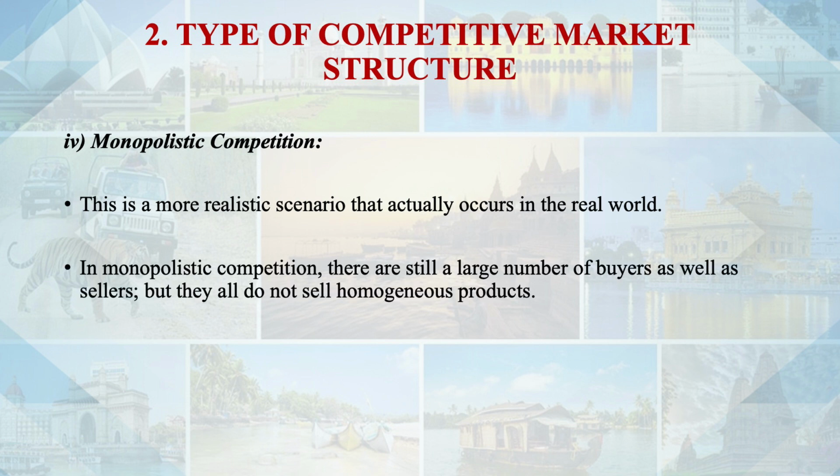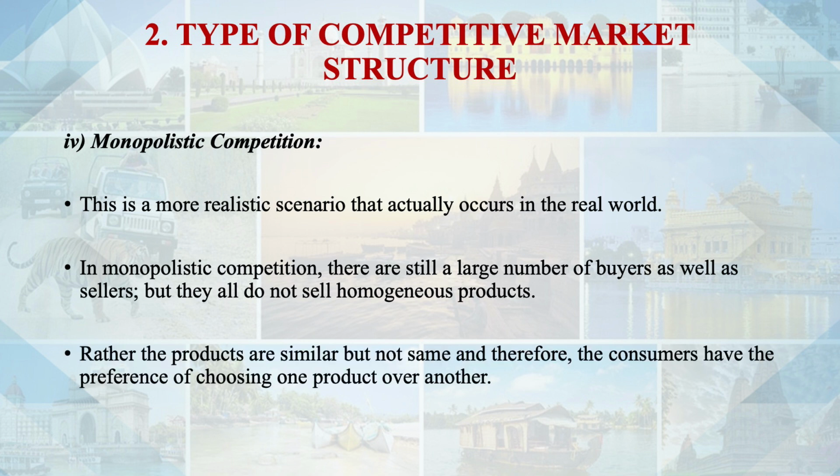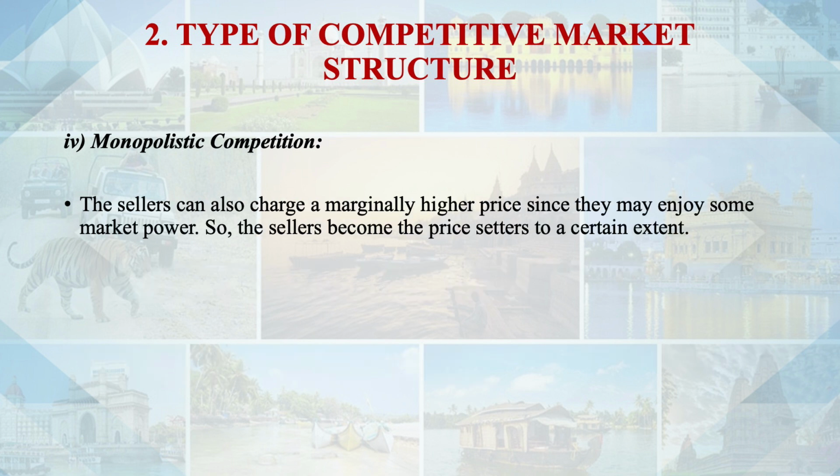In monopolistic competition, there are still a large number of buyers as well as sellers, but they do not all sell homogeneous products. Rather, the products are similar but not the same, and therefore consumers have the preference of choosing one product over another. The sellers can also charge a marginally higher price since they may enjoy certain market power. The sellers thus become the price setters to a certain extent.